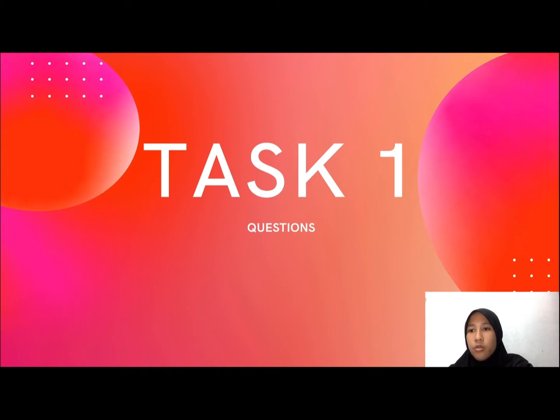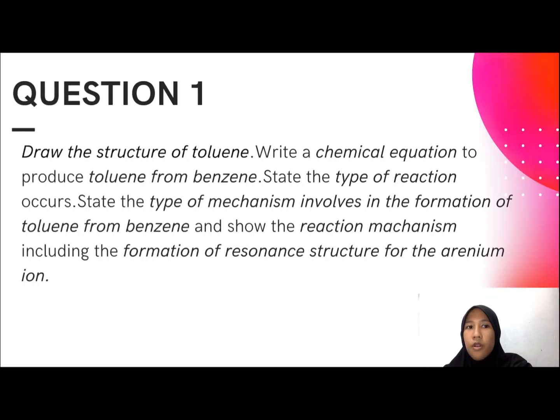Next, we will move on to task 1, which is the questions. In our group, we had divided all of the questions into 4 questions. So for the first question, draw the structure of toluene, write a chemical equation to produce toluene from benzene. State the type of reaction that occurs. State the type of mechanism involved in the formation of toluene from benzene and show the reaction mechanism including the formation of resonance structure for the aromatic ion.